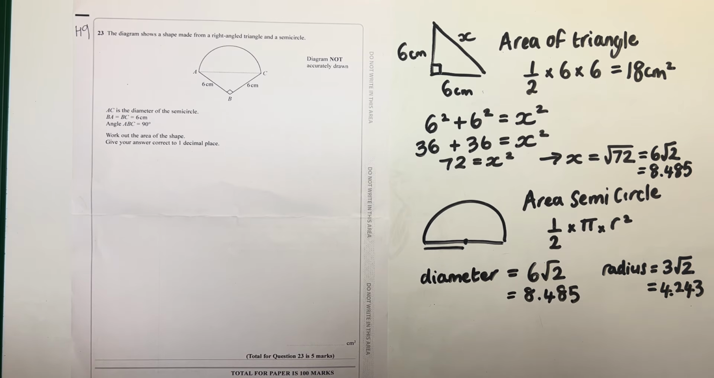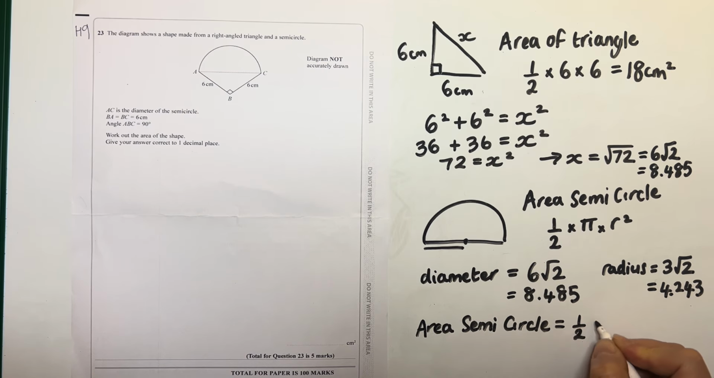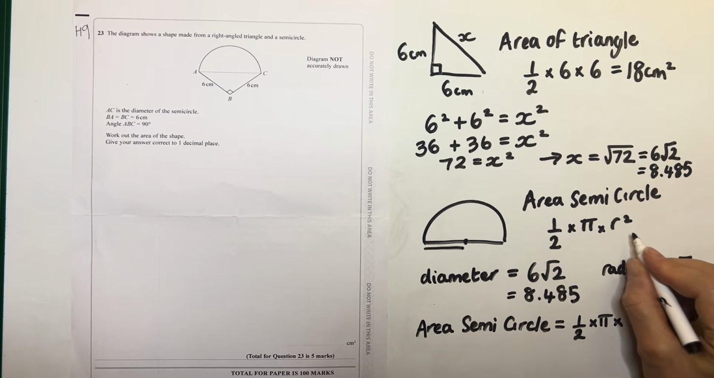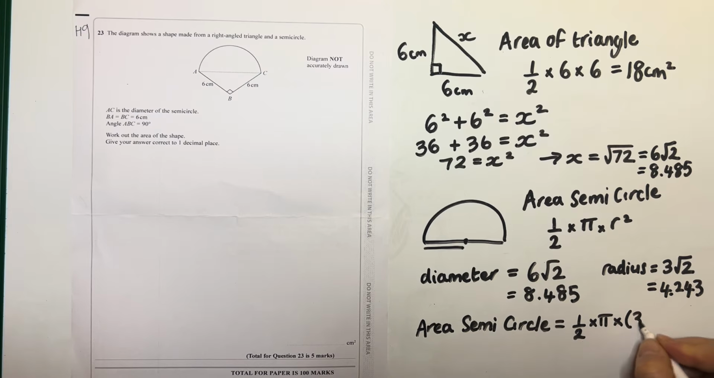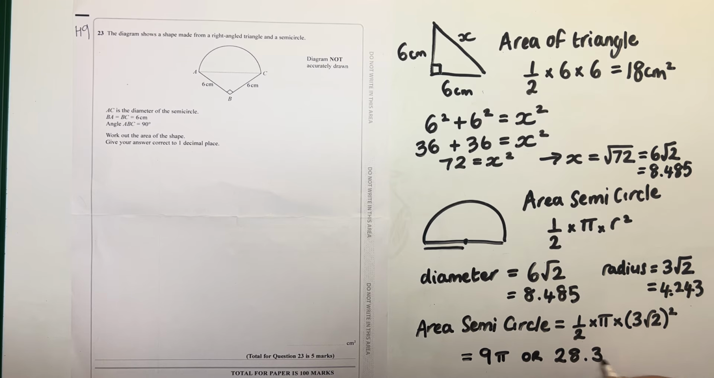4.243. Now we've got our radius, we can find the area of the semicircle. Which is going to be half times pi times our r squared, which is 3 square root 2 squared, or the 4.243 squared. And this will give us an answer of either 9 pi, or if you want to write it as a decimal, 28.3, which is to 1 decimal place.